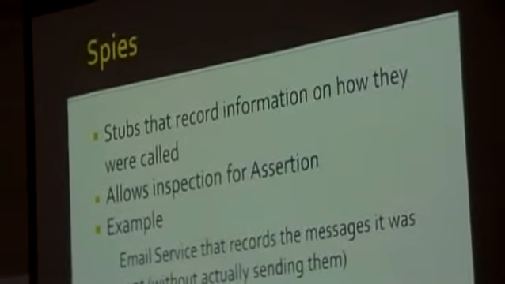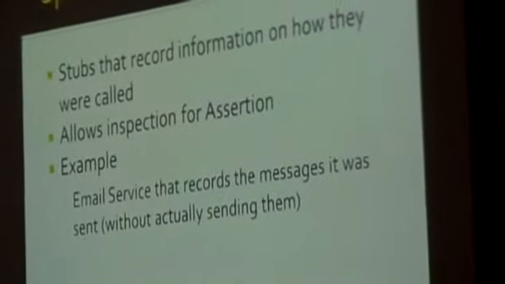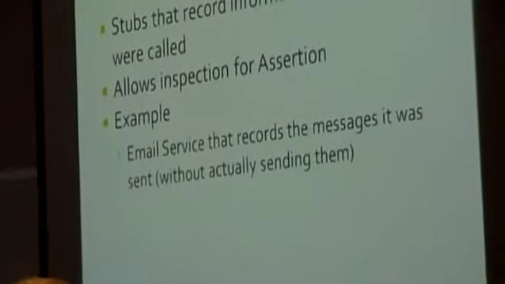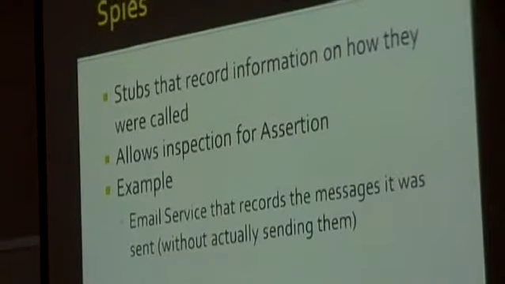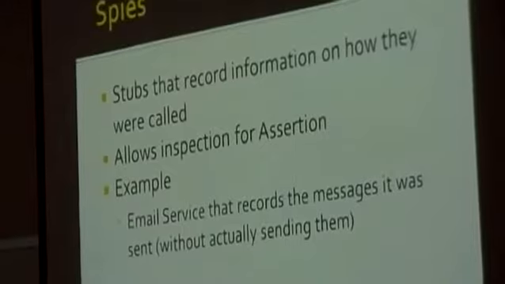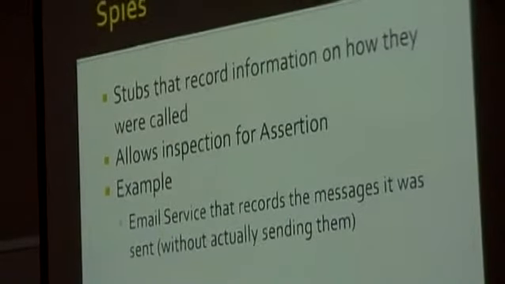Next are spies. Spies are basically stubs with a little bit of smarts. They record some information about how they were called, and you can then go back and make assertions on these stubs to make sure that things were called in the correct way. For example, an email service that records messages that were sent, or just the number of messages that were sent. Say you're expecting 10 messages to be sent, this spy will record each time. And if it wasn't 10, well, then you have a failing test.